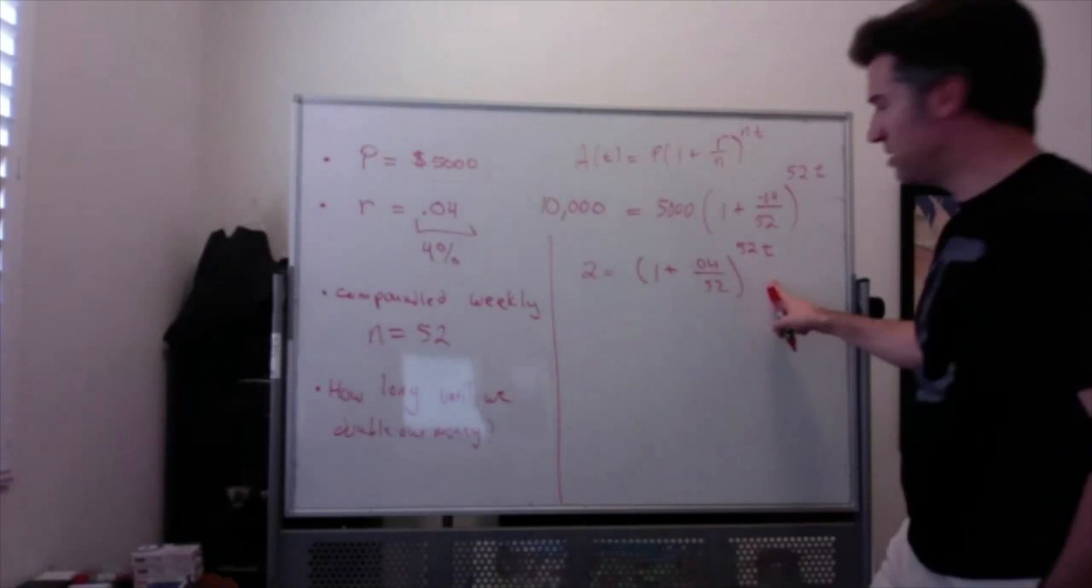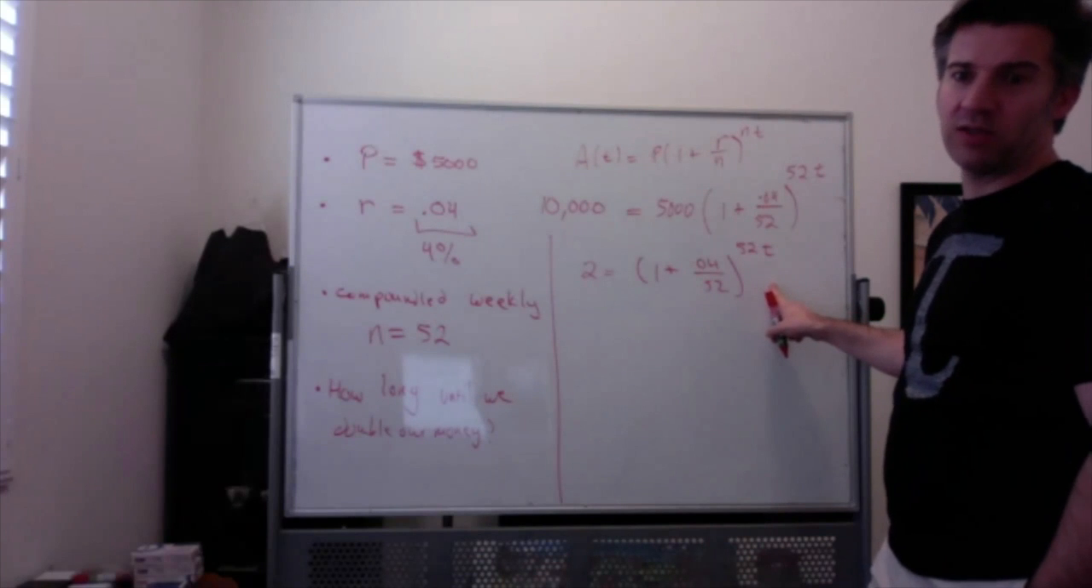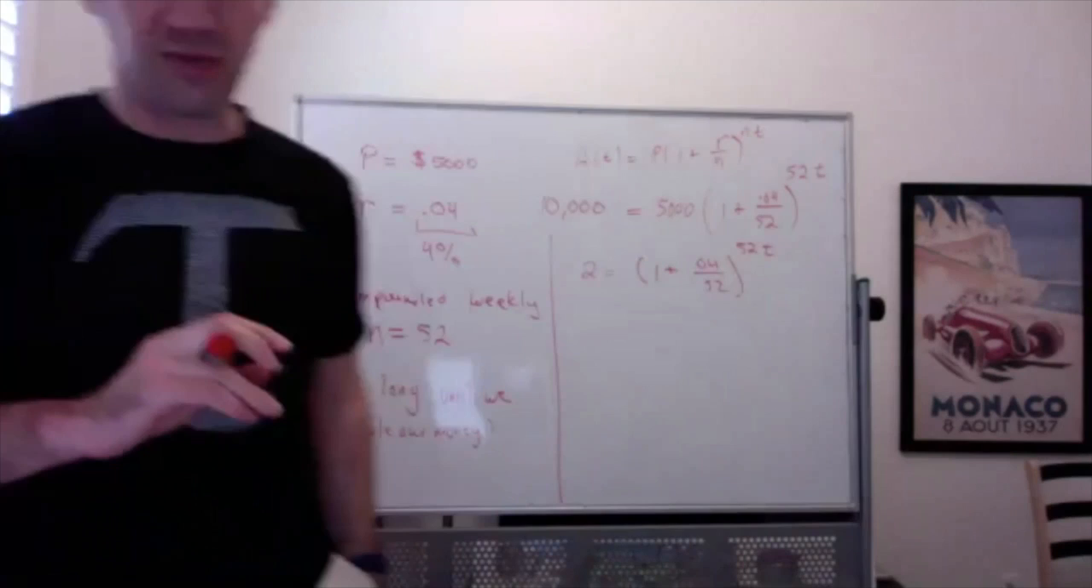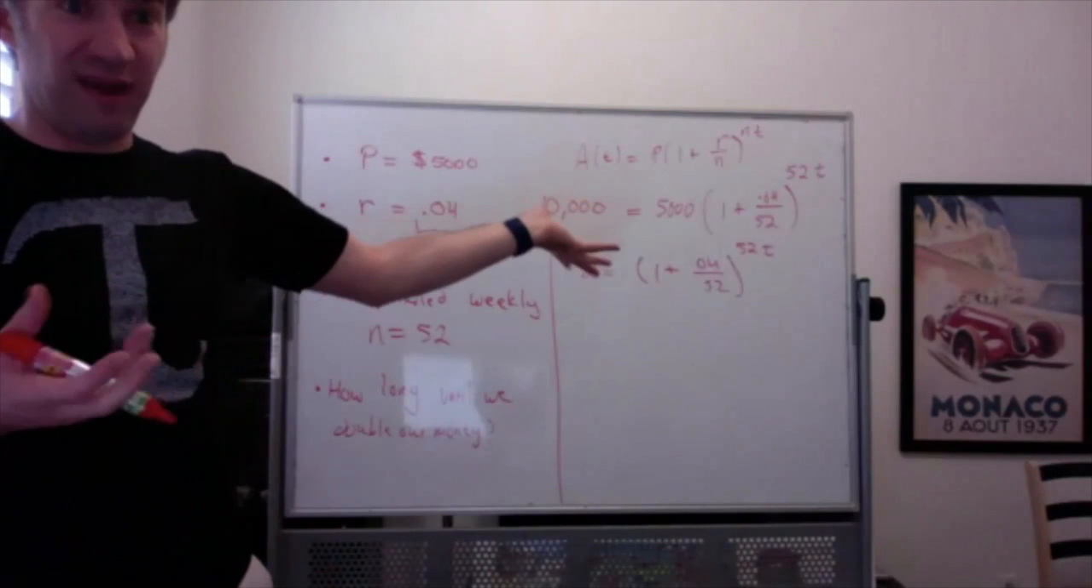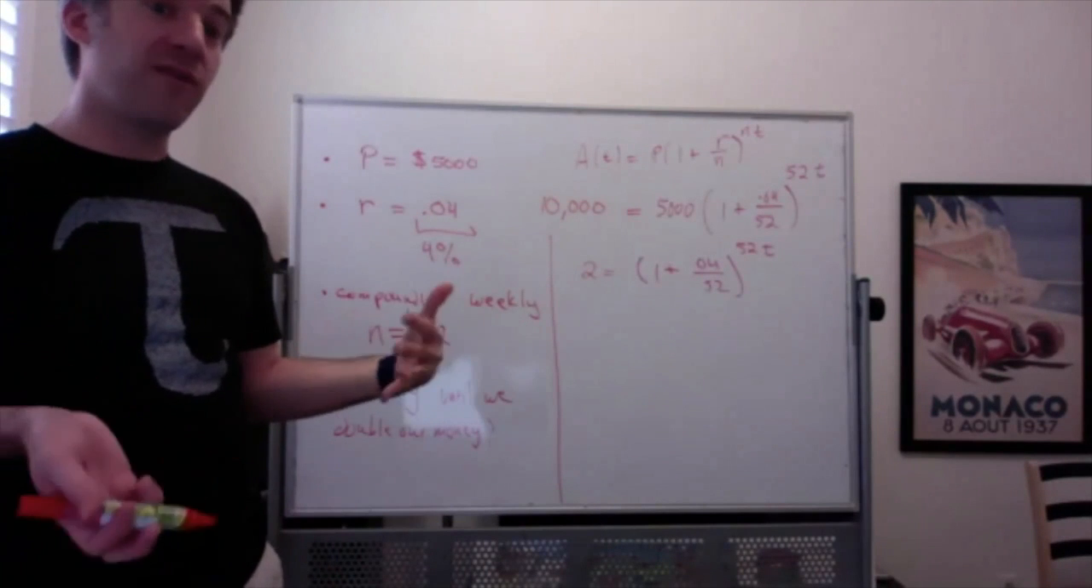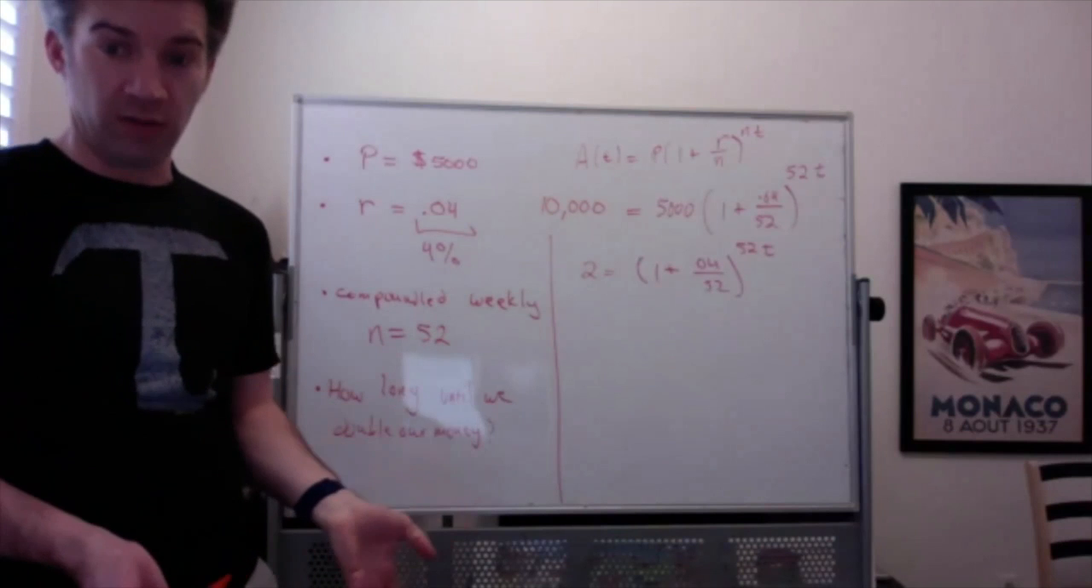And then what? That's a good question. So what do we do next? Well, I have a variable in my exponent, and the way we usually get variables out of the exponent is by taking the logarithm of both sides.